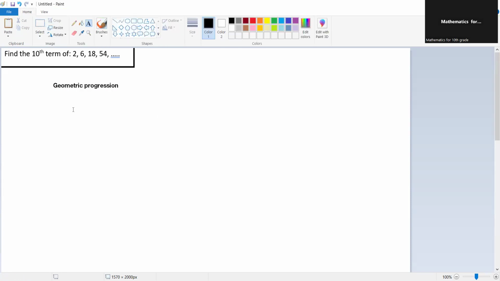Geometric progression is a series of numbers which have a constant factor. For example, in this series, if you multiply 2 with 3, you get 6. Again, multiply 6 with 3, you get 18. And if you multiply 3 with 18, you get 54. So this is a geometric progression where the next term is got from the previous term by multiplying by a common factor.